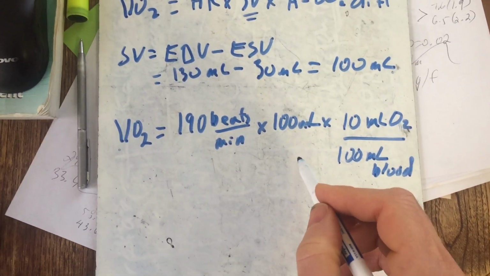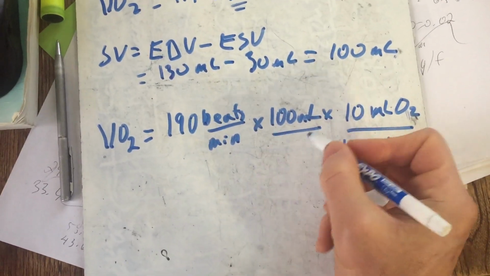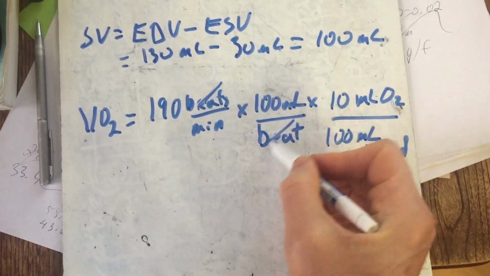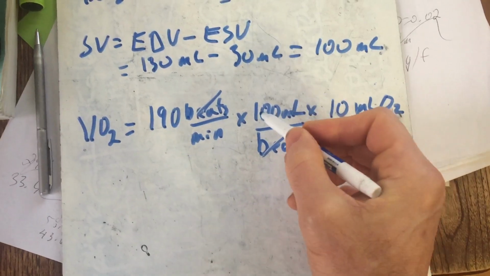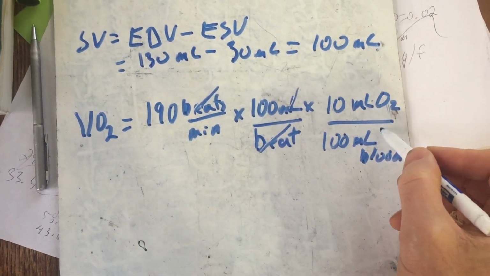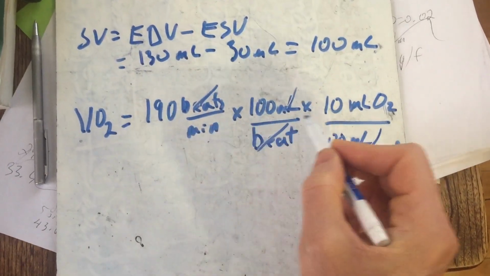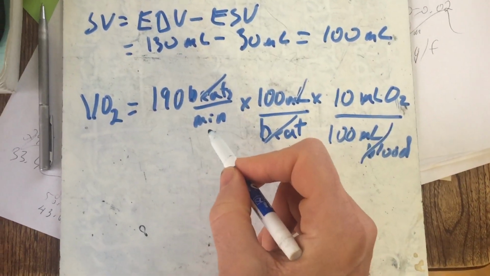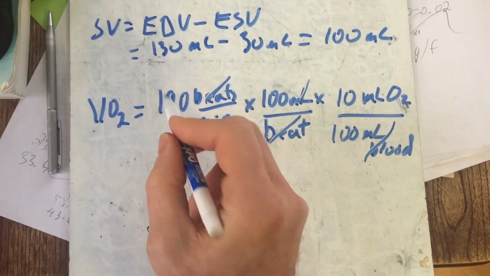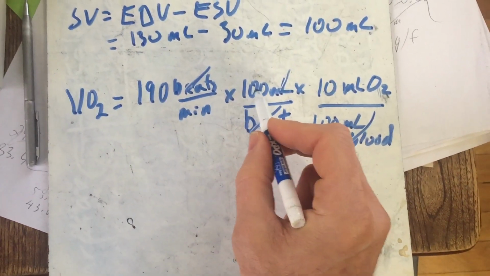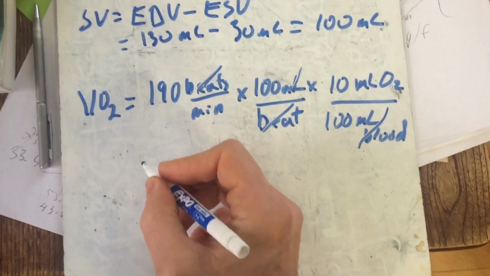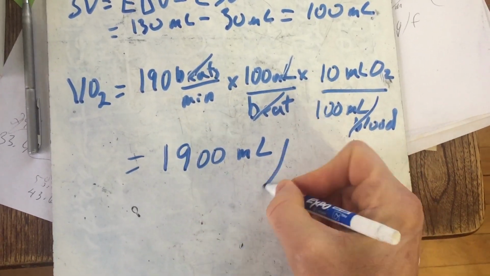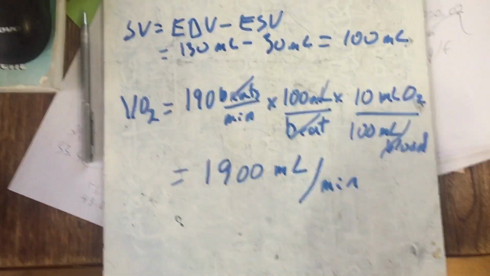So the stroke volume is 100 milliliters per beat. If you cancel out all your units here, the beats cancel out the beats there, and the 100 milliliters of blood, the milliliters cancel out the milliliters of blood there. So now you can see your units, you're going to be left with milliliters of oxygen per minute, which is what you want for VO2. So if you multiply 190 by 100 by 10 and then divide by 100, you're going to end up with 1900 milliliters per minute for your VO2.